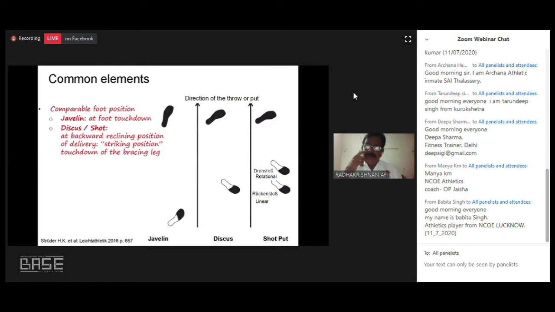And then comes the position of the left and right leg. That is the same for all the throws. That is heel toe. That is, the heel of the right leg and the toe of the left leg should be in line. Simply means that the right leg should be a little more open than the position of the left leg.